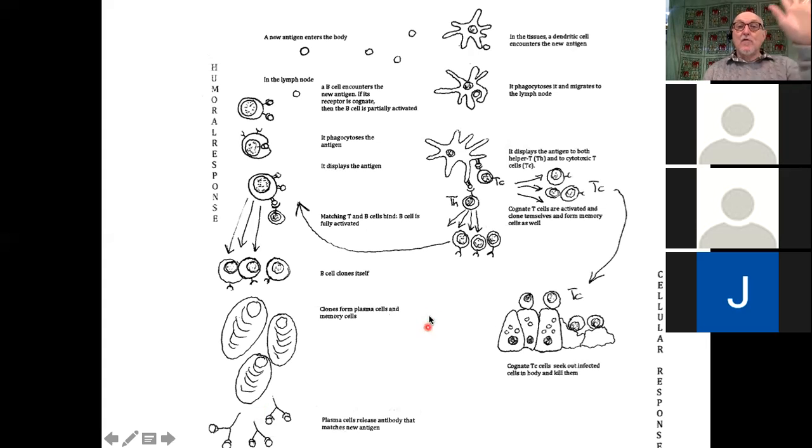Okay, so if you can understand this diagram, you've got the whole story basically clear for you. Are there questions? Okay.